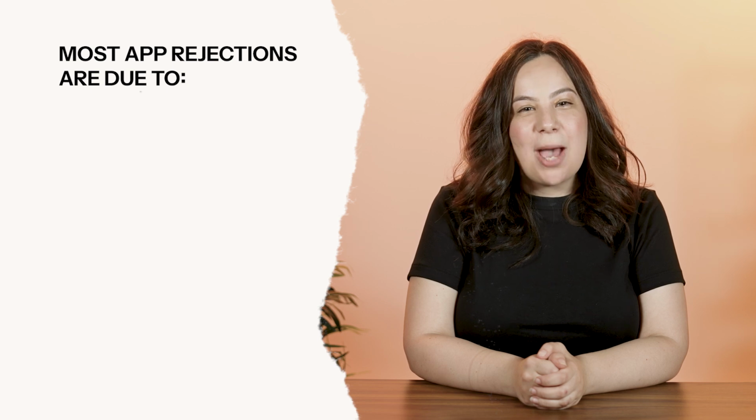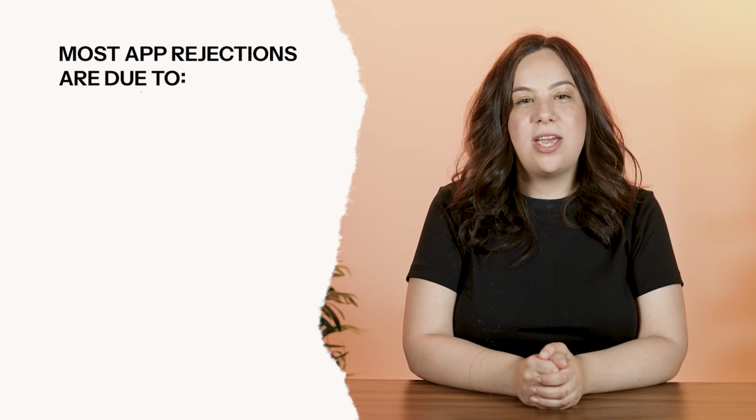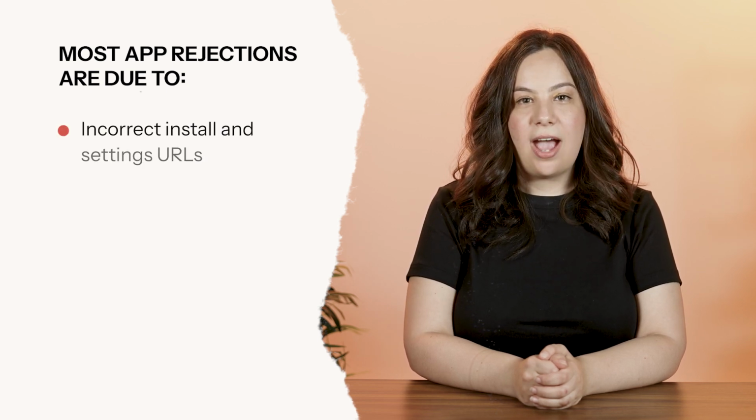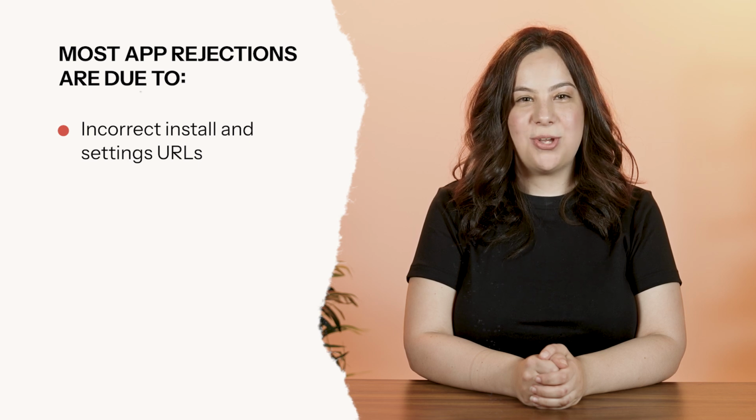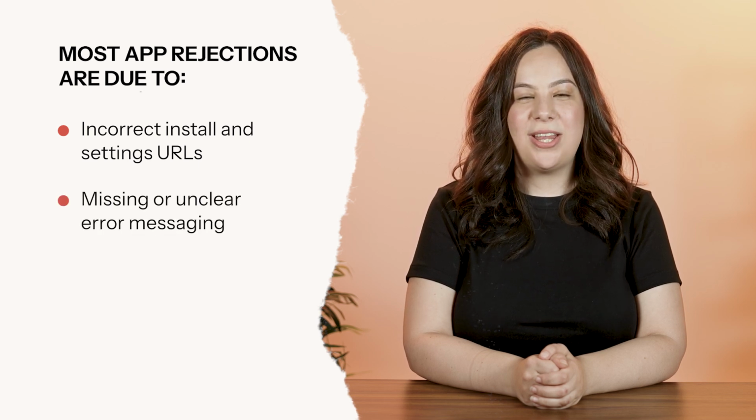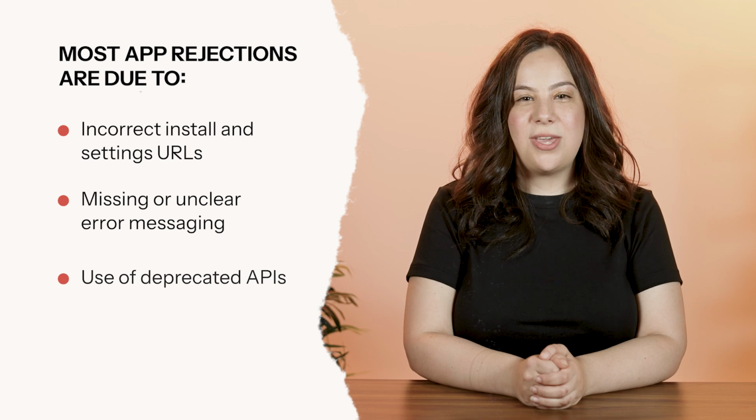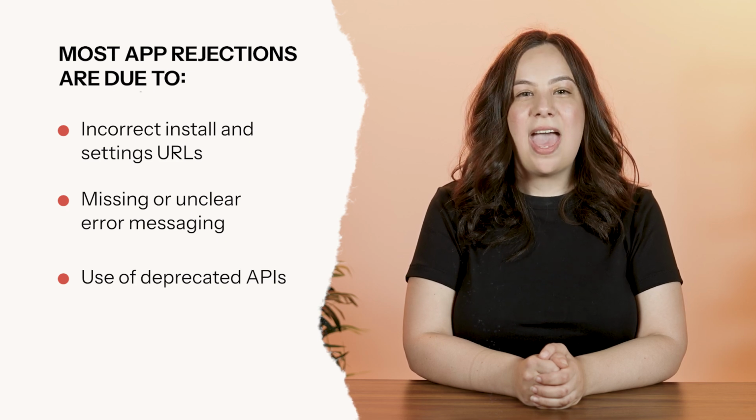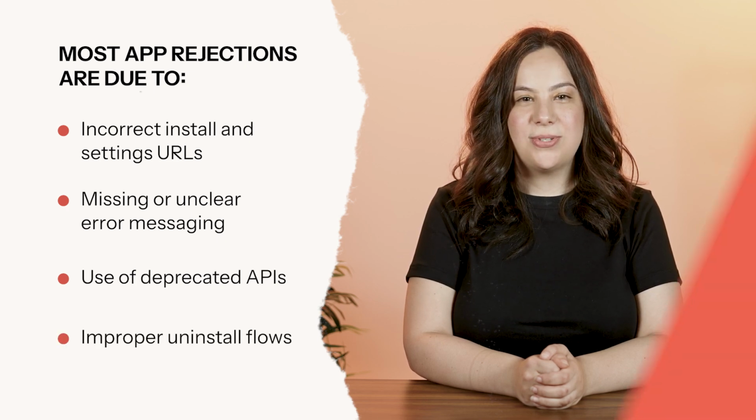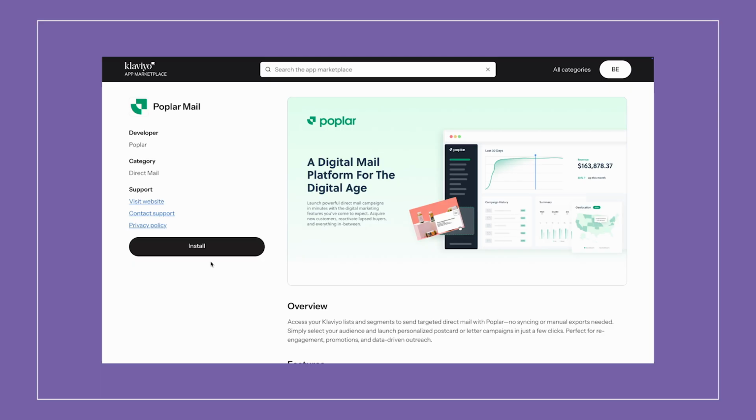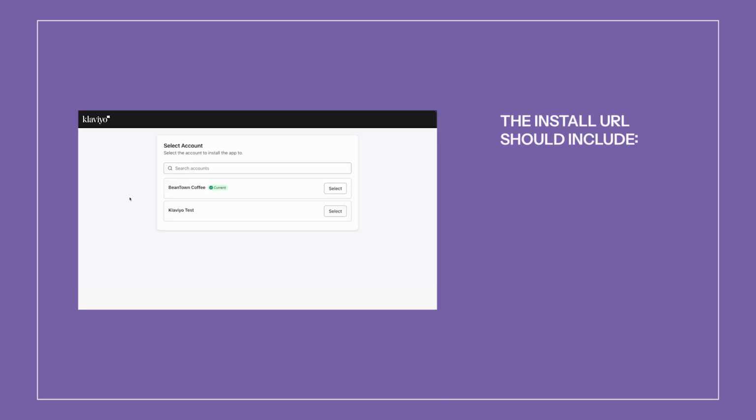Most app rejections come down to a few common issues, including incorrect or broken install and settings URLs, missing or unclear error messages, the use of deprecated APIs, and improper uninstall flows. Here are a few key things to watch out for. First, your install URL should launch the OAuth flow immediately and include the correct structure, including client ID, redirect URL, scopes, and more per our documentation.